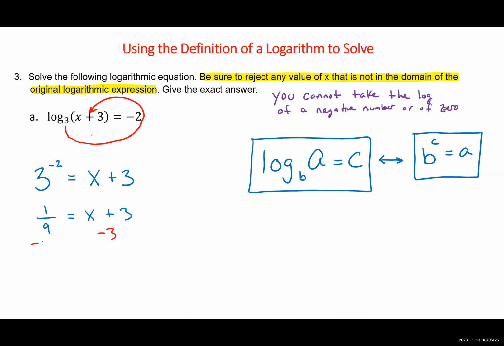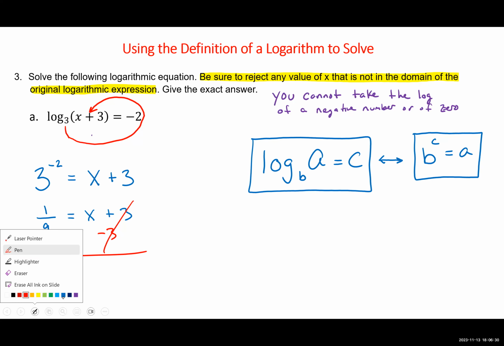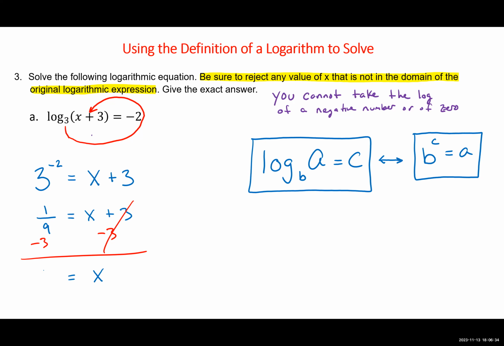Solve for x, we subtract 3 from both sides, and that's it. X is by itself. X on the right. So now we got 1/9 minus 3. It's actually going to be -26 over 9, right?